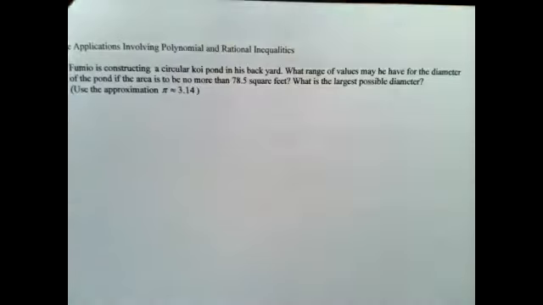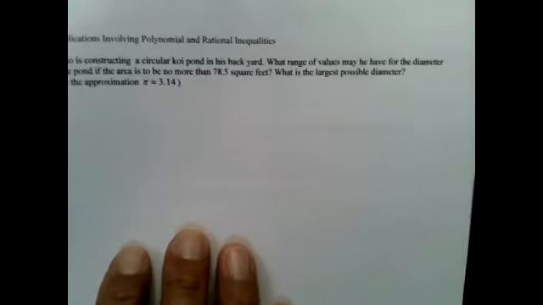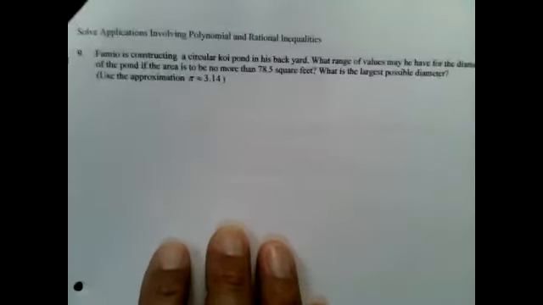Okay, so I'm looking at number 9 and I'm going, oh no, that's a lot of words. Fumio is constructing a circular koi pond in his backyard. What range of values may he have for the diameter of the pond? If the area is to be no more than that, what is the largest possible diameter?